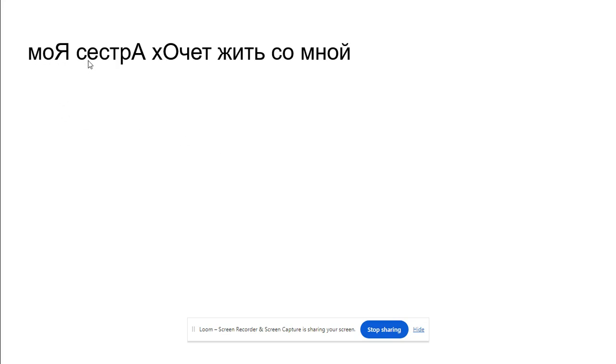Моя сестра хочет жить со мной. And of course, we have to agree our possessive pronoun here to feminine gender because сестра is of feminine gender.